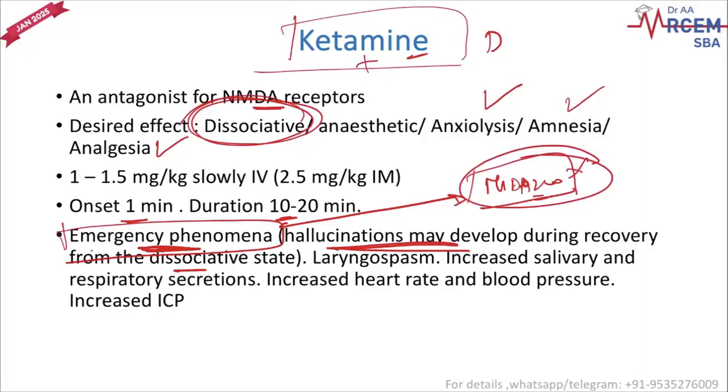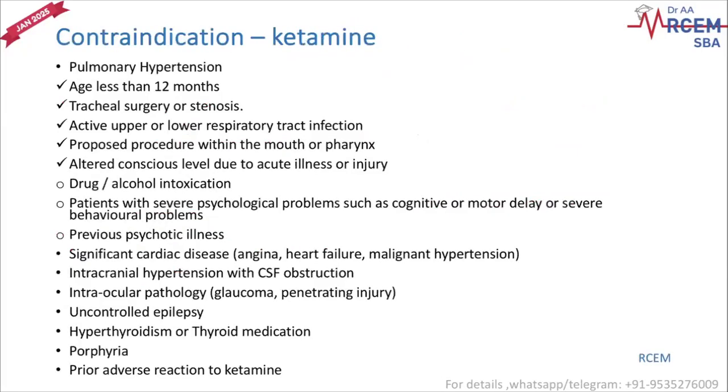You need to remember there is an emergence phenomenon which can happen. And it increases the sensitivity of the larynx. So laryngospasm can happen and it increases the secretions. So the side effects and contraindications of ketamine you need to be aware of. It increases the pressure. So in pulmonary hypertension it cannot be used because it causes an increase in pressure. It causes an increase in intracranial pressure. In CSF obstruction, it is contraindicated because it can worsen the condition.